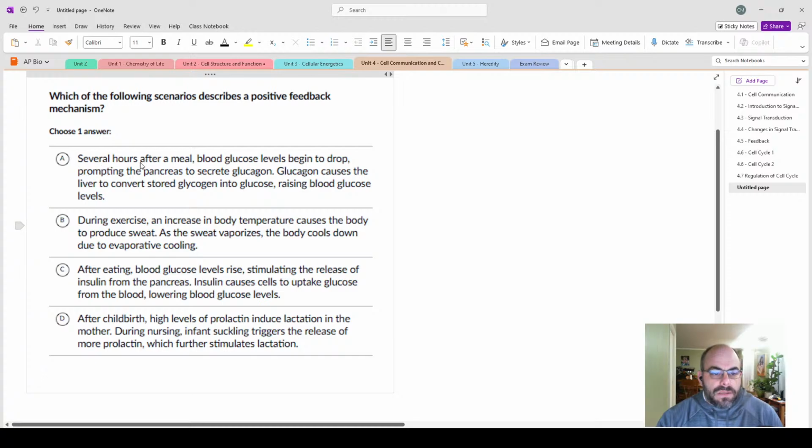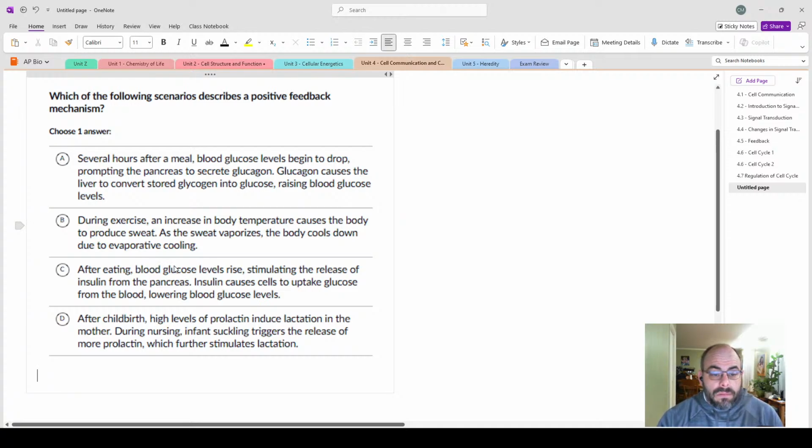All right. Several hours after a meal, blood glucose levels begin to drop, prompting the pancreas to secrete glucagon. Glucagon converts liver stores to glucose, raising blood glucose levels. Nope. It's not, because if you raise blood glucose levels, then what's going to stop happening? Glucagon production. So that's negative. During exercise, increased body temperature causes the body to sweat. Sweat vaporizes, cools down the body. Again, negative.